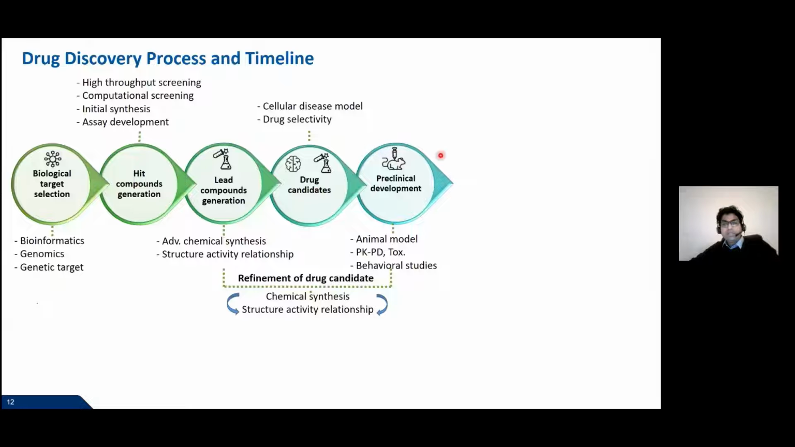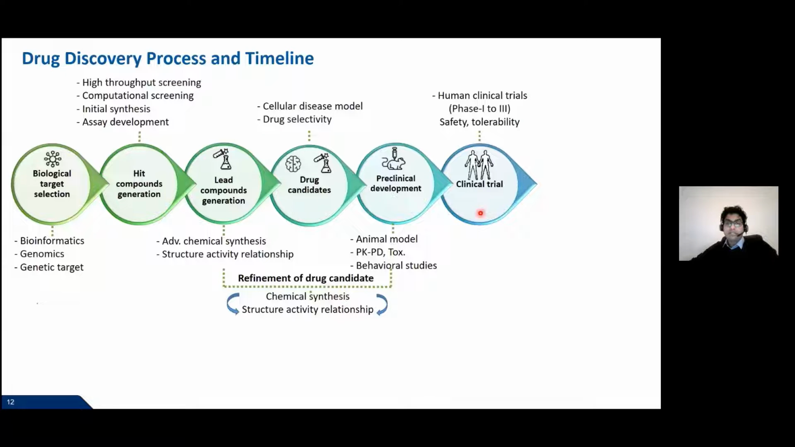After you get a compound which shows really good activity in the animal, nice pharmacokinetic, pharmacodynamic, and the animals are not behaving weirdly, then we carry these drugs forward into clinical trials. These are the human clinical trials, and there are 3 phases of it. Usually till here, we can do everything in academia, right?